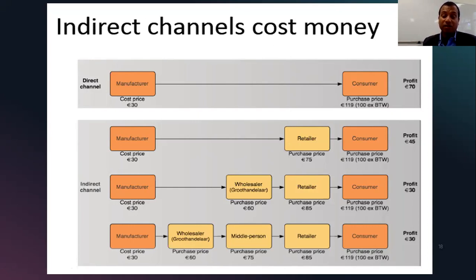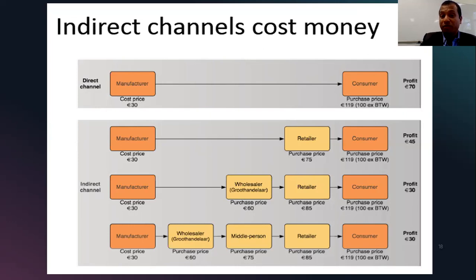But see below, in the case of adding intermediaries, if you're talking about the indirect channel, and you add one retailer, the unit cost of production is suppose 30 euro, the retailer will get it at the price of 75, and the consumer will get it at the price of 100 euro. So what is the profit for the manufacturing unit in the second case, level 2, where you have one retailer? 75 minus 30.